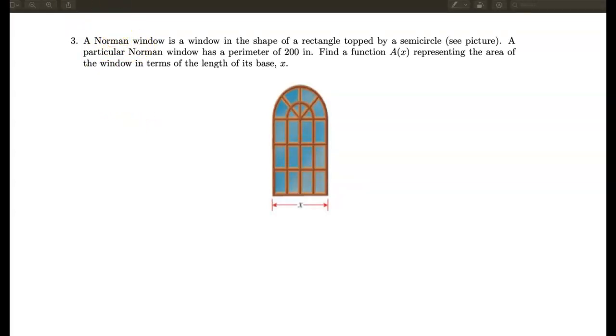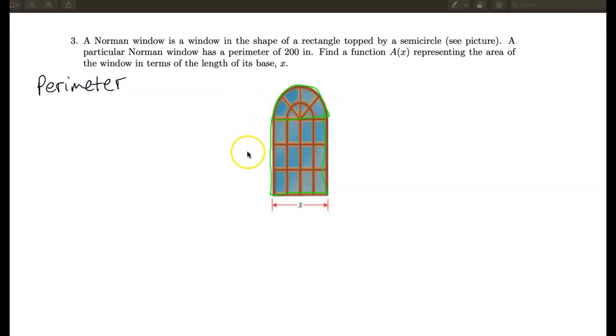So let's take a closer look at this. We have our semicircle right here and the rectangle here. So in this problem, we're interested in the perimeter and the area. We're given information about the perimeter, which we're going to use to help us write the area function in terms of its base. And so let's start with the perimeter.